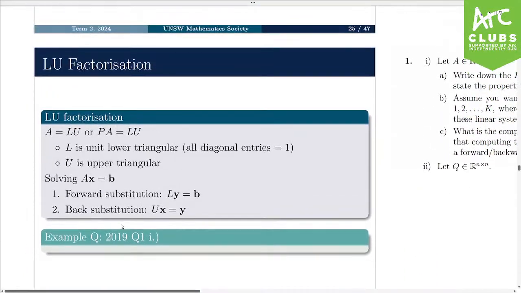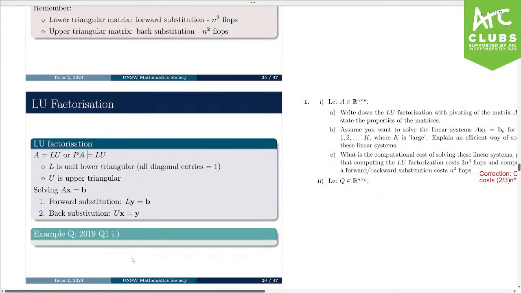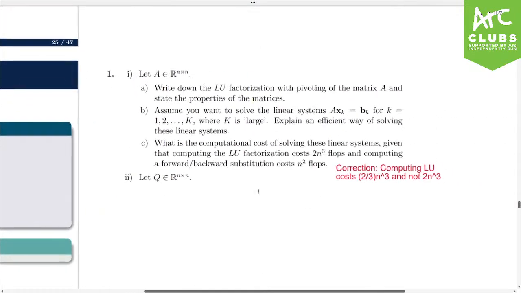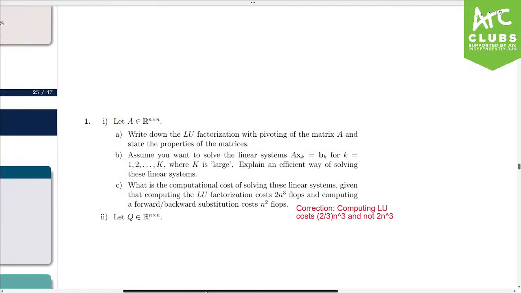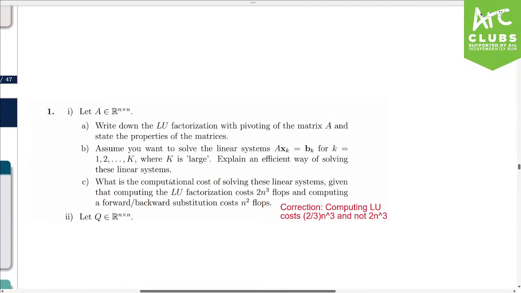So as an example, we have question 1I from 2019. So part A wants us to write down the LU factorization with pivoting. So here we have PA is equal to LU, where P is a permutation matrix, L is unit lower triangular, and U is upper triangular.